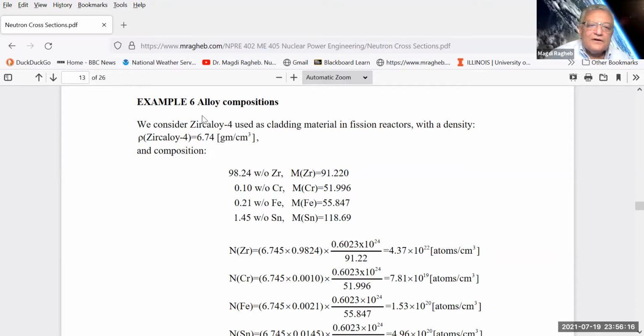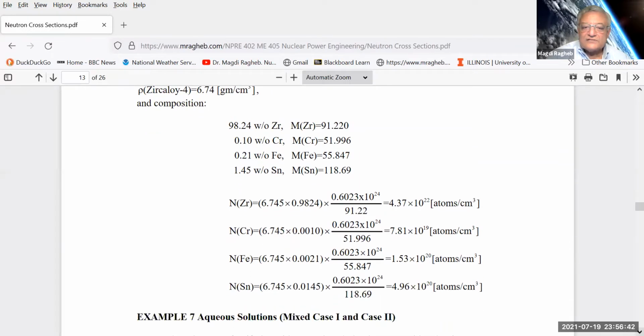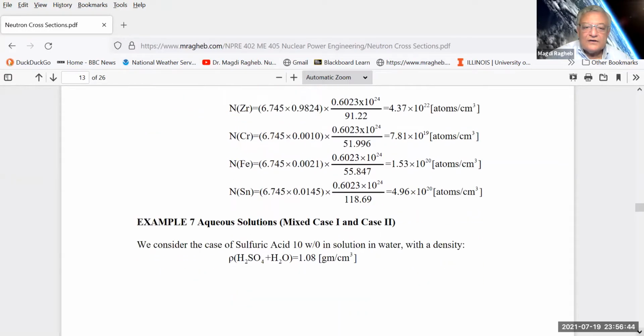So zirc alloy has a density of 6.74 gram per centimeter cube, and an alloy of zirconium, in that case, containing 0.1% chromium, 0.21% iron, and 1.4% tin, is used in nuclear reactors. So what you do, you take that density 6.74 multiplied by the weight percentage of each one of the isotopes, and you can calculate the number density of each one of the isotopes.